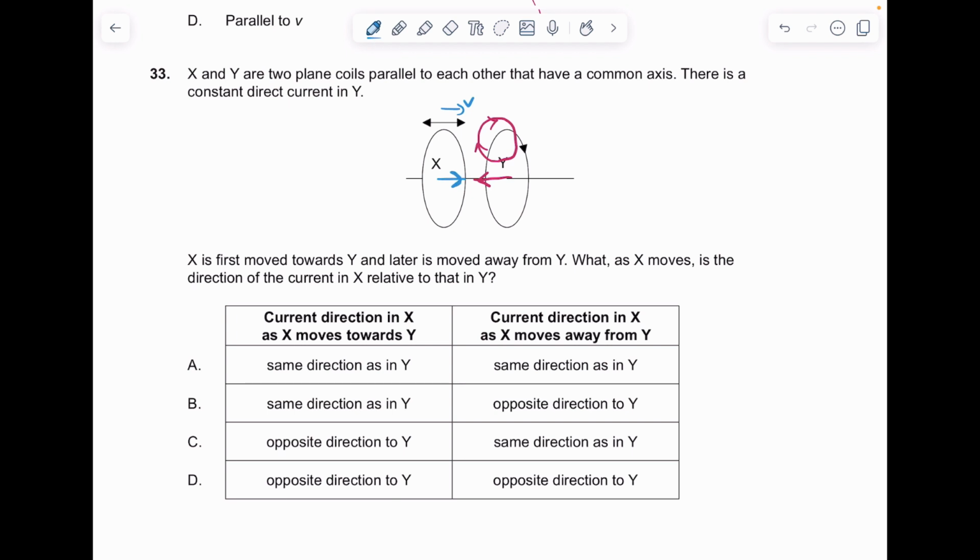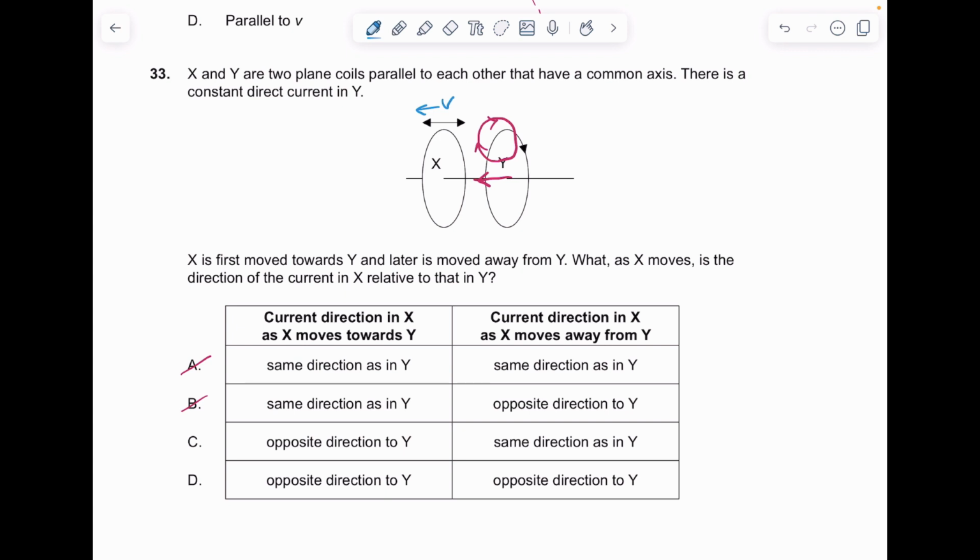So again, get your right-hand grip rule out. In order to get the field going in that direction, the current needs to be going this way round the loop in order to give us the right field direction. So when it moves towards Y, the current is in the opposite direction in order to oppose the field. Then if we do the same consideration on the way out, when it moves away from Y, same argument applies, it's moving away from Y.